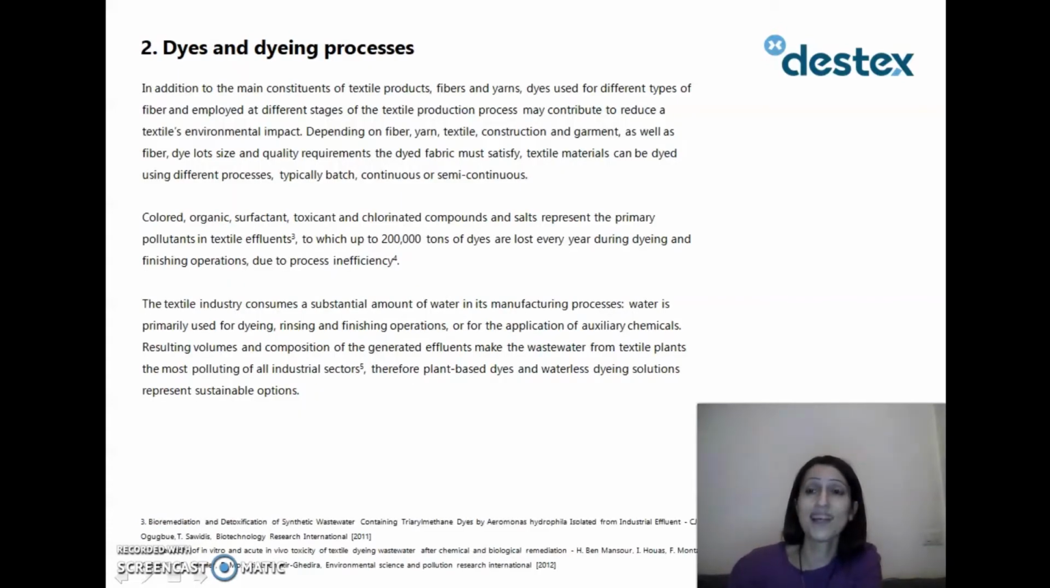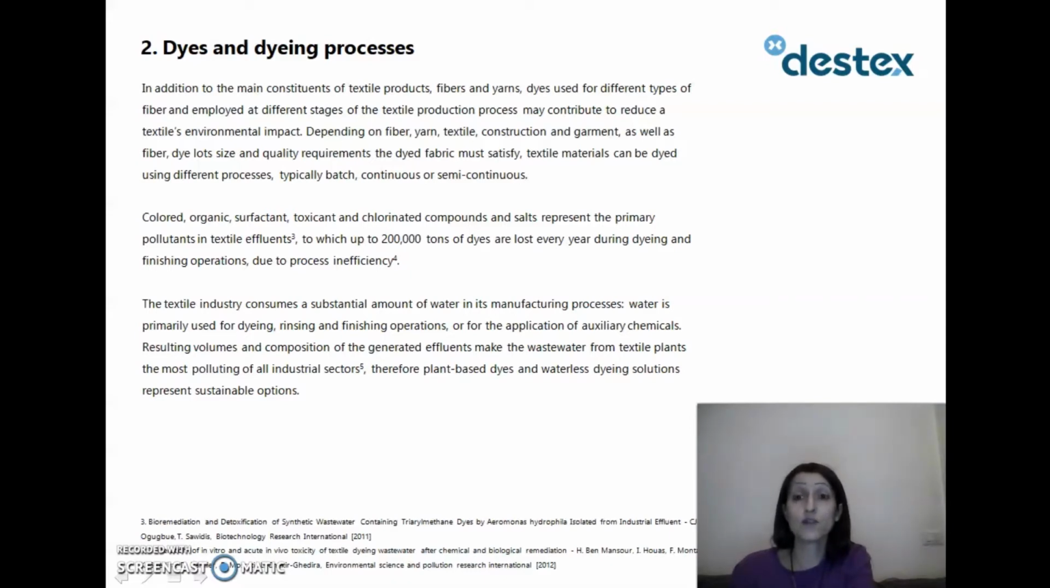Dyes and dyeing processes. In addition to the main constituents of textile products, fibers and yarns, dyes used for different types of fiber and employed at different stages of the textile production process may contribute to reduce a textile's environmental impact. Depending on fiber, yarn, textile, construction and garment, as well as fiber, dye lot size and quality requirements the dyed fabric must satisfy, textile materials can be dyed using different processes, typically batch, continuous or semi-continuous.